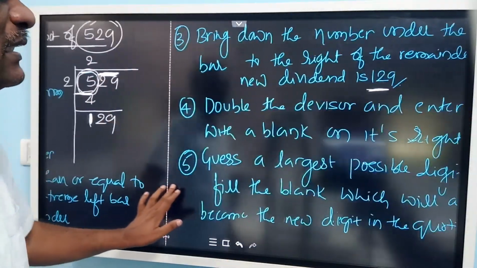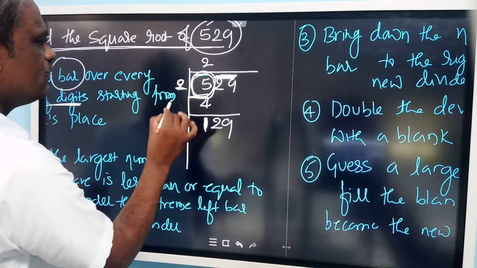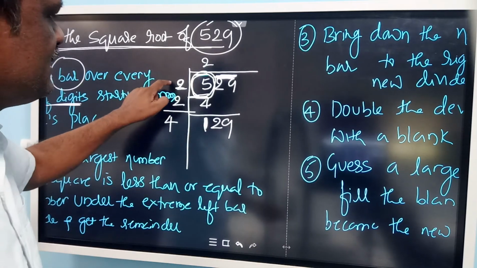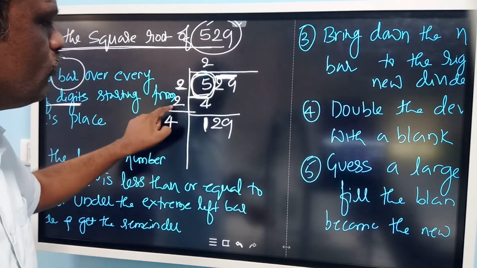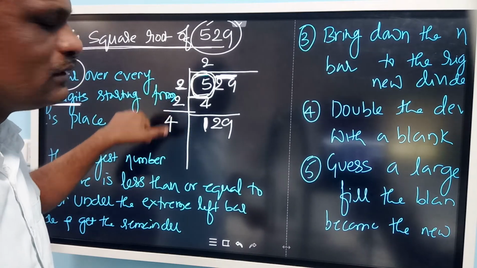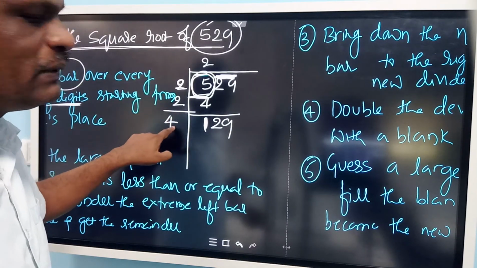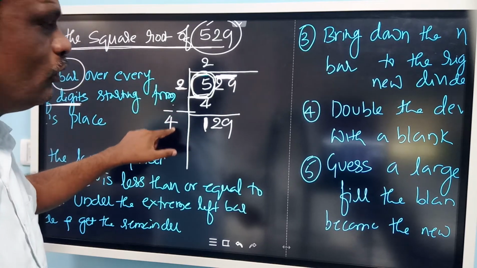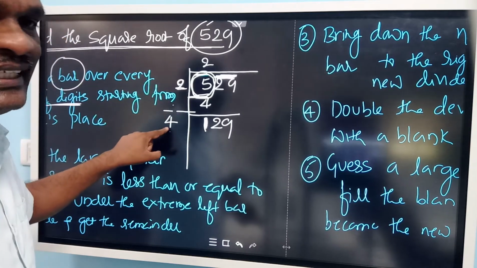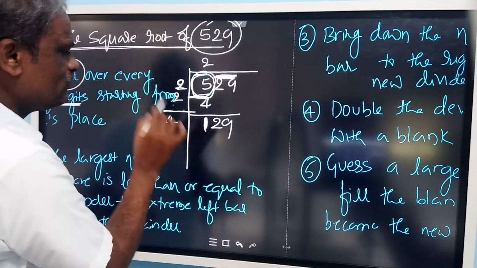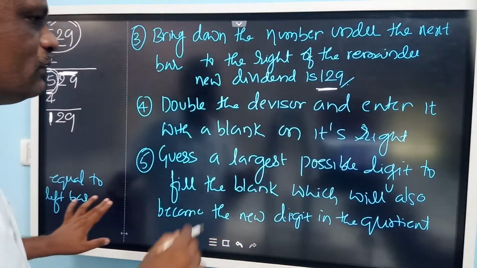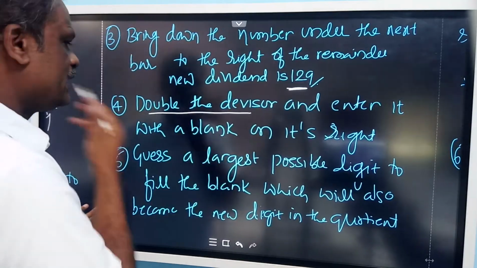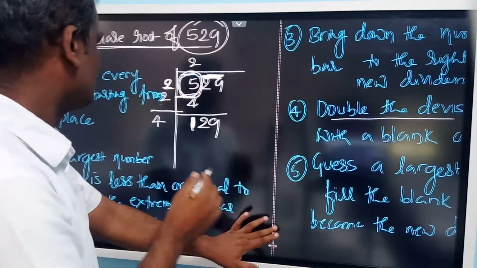So now double the divisor. 2 is there, no? You write one more 2 here and add. You have to double that. If it is 3, 3 plus 3 is 6. If it is 4, 4 plus 4 is 8. 2 is there, so double it. 2 means 4, 3 means 6, 4 means 8. So I will write 2 plus 2, 4. Okay, double the divisor, that is over. And enter it with the 8, now with a blank on its right.